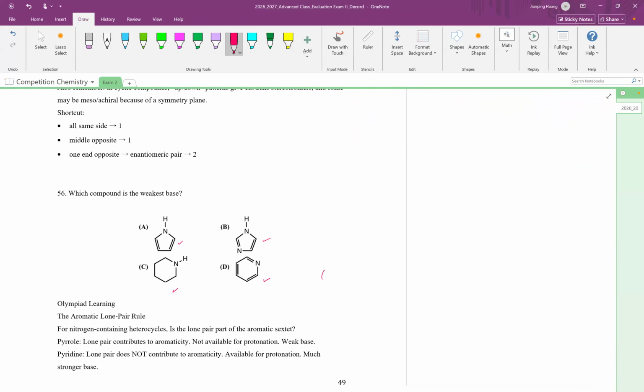You look at the p orbital. You look at the sp2 orbital. The sp2 orbital is on the same plane. The p orbital is perpendicular. The p orbital is a part of the ring. And that ring is aromatic, so that you have 4n plus 2.